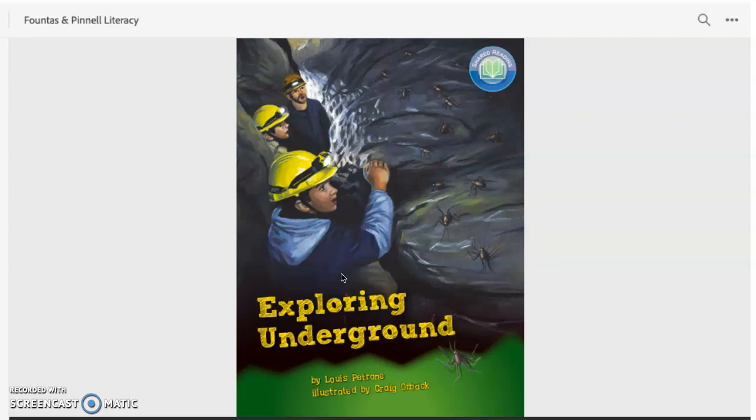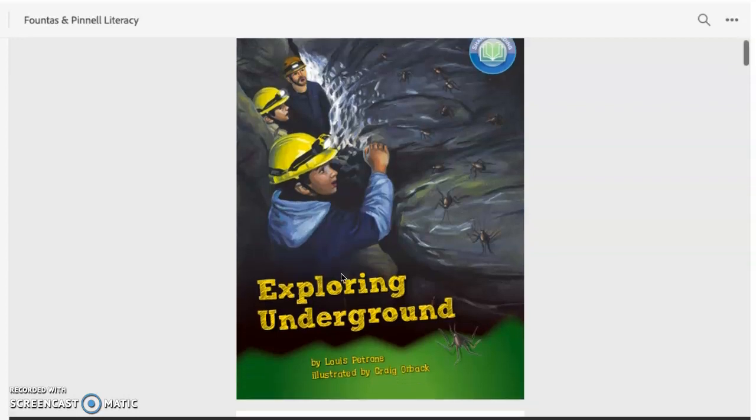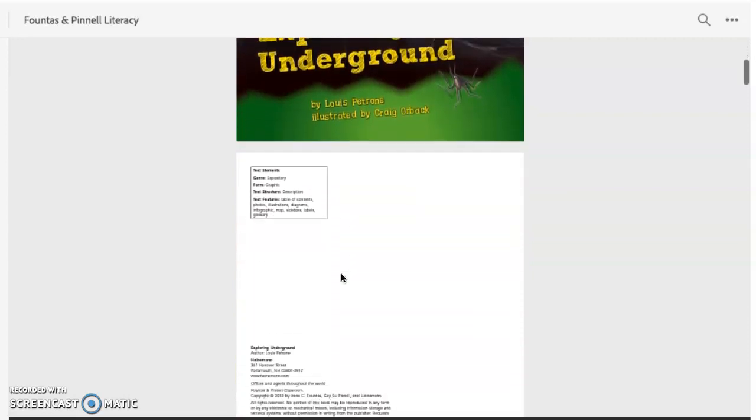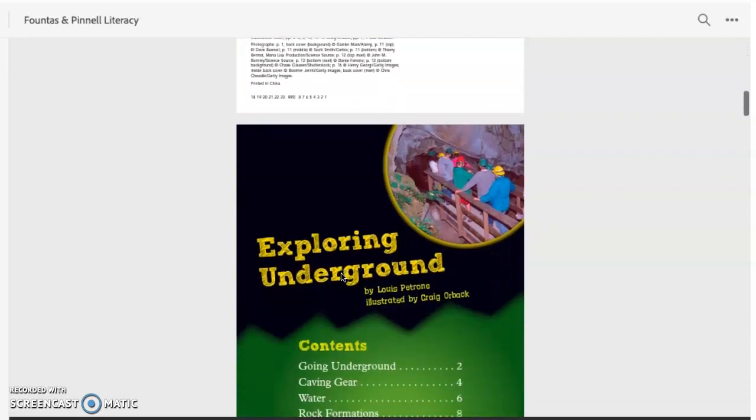An index in a book is alphabetized and it helps you find information quickly because it's in ABC order, and then it shows you what page the things are on. So in this particular book, we will not look at an index, but we will be looking at a table of contents. So we're going to be looking at some of the text features in this book.